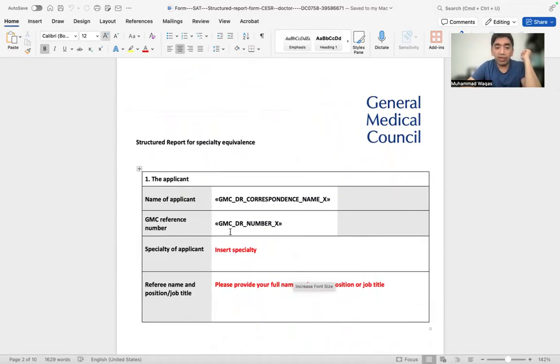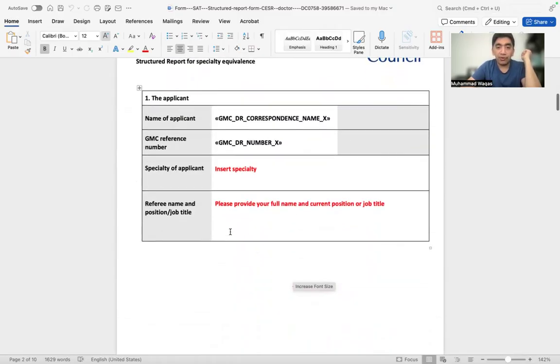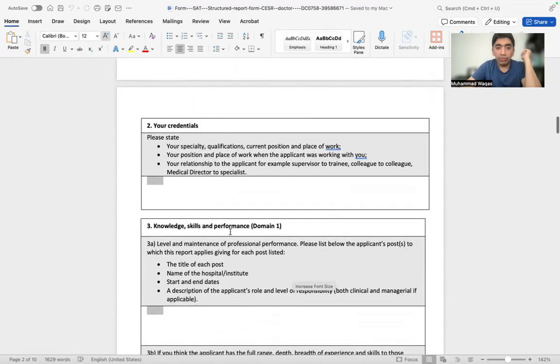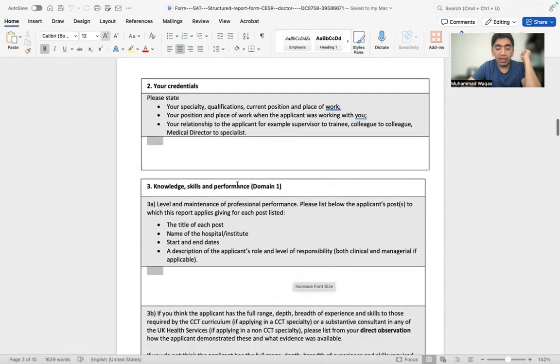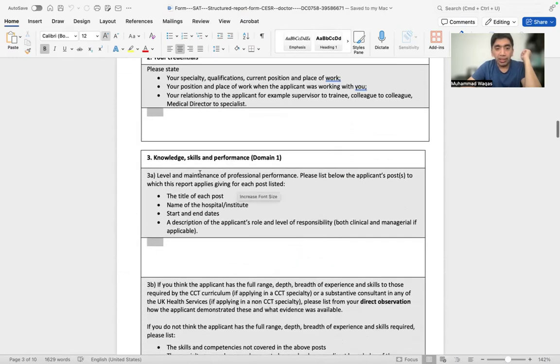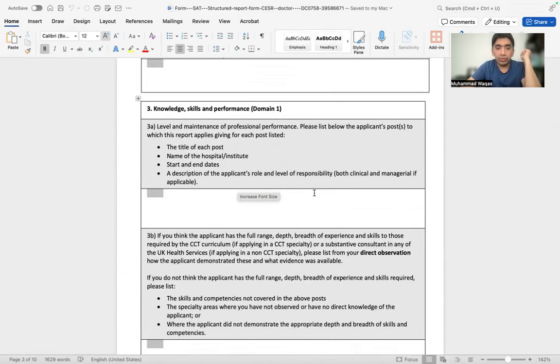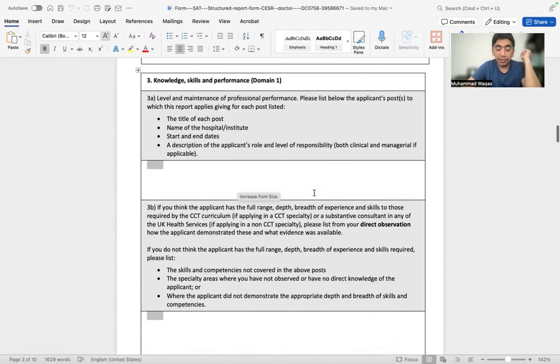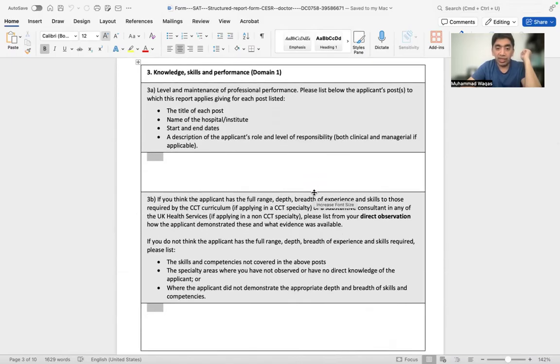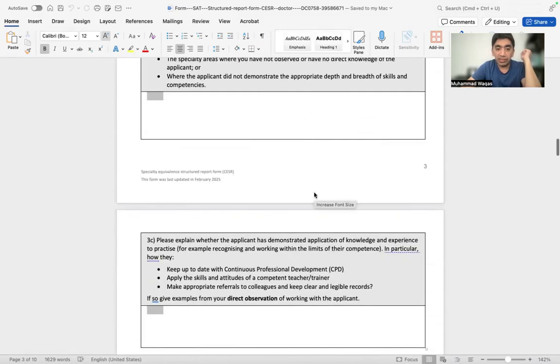This you don't need to fill. The GMC will. You just have to provide their name and email addresses, and the GMC will send them this form to fill in. But I'm just showing you this form because this is quite extensive. The GMC will ask your referees to comment on your knowledge, skills and performance, to give examples if they have come across any, and to say if they have any concerns about any of these things.